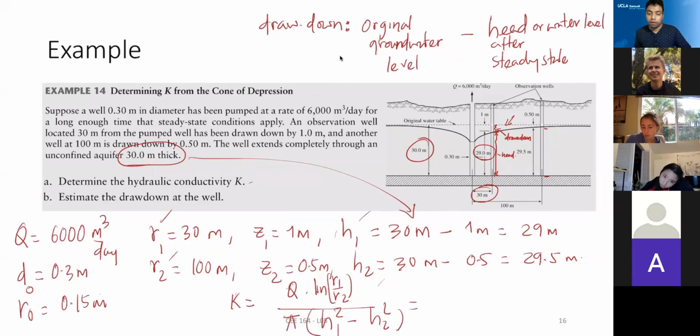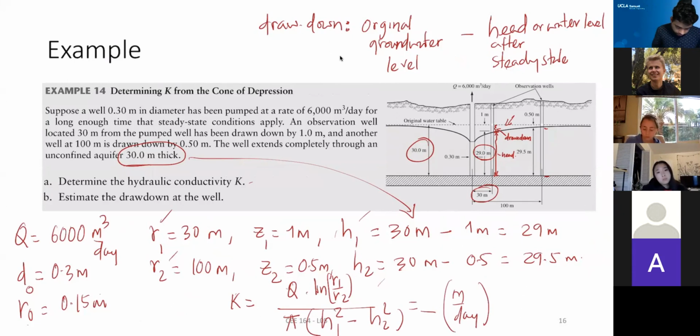So if you plug this value, you should be able to get the answers for K, roughly in meter per day. Okay, whatever that value, meter per day. And it says estimate the drawdown at the well. Drawdown at the well means at these locations.